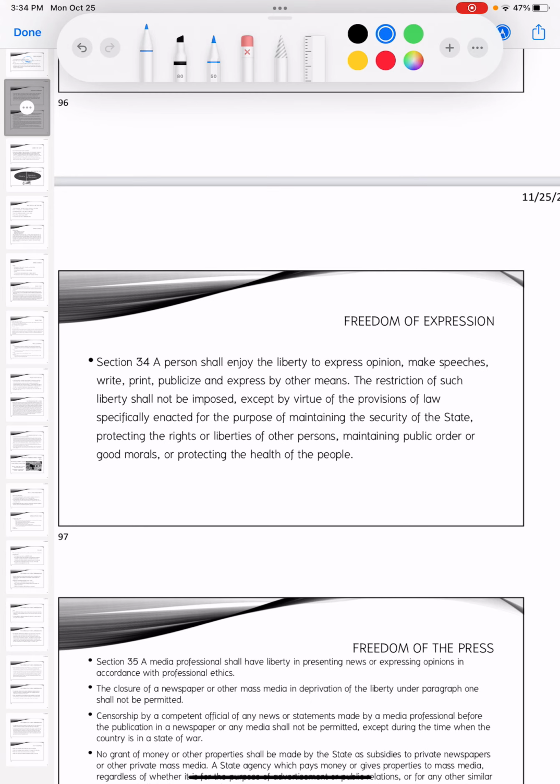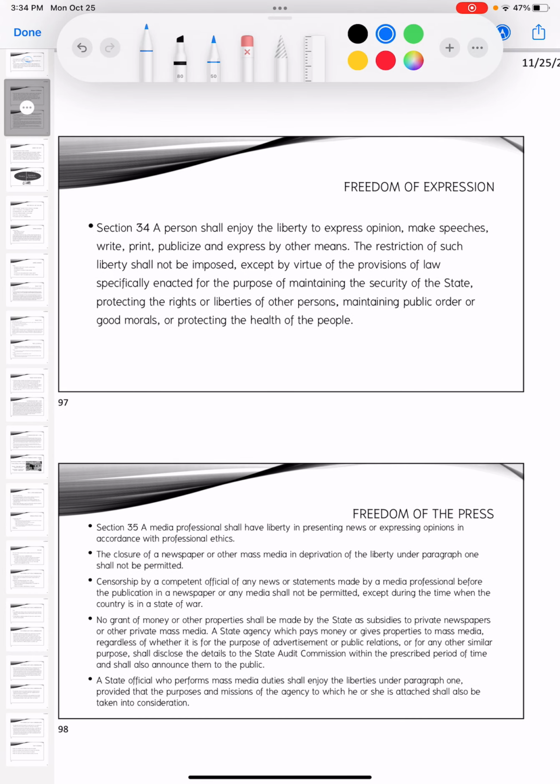So let's take a look again at the section regarding freedom of expression. We have seen this before. We have read this before when we talked about freedom of expression in general, from the very first classes taught by Ajahn Ying, right? So Section 34 says a person shall enjoy liberty to express opinions, make speeches, write, print, publicize, and express, something like that. The restriction would be done by the provisions of the law.